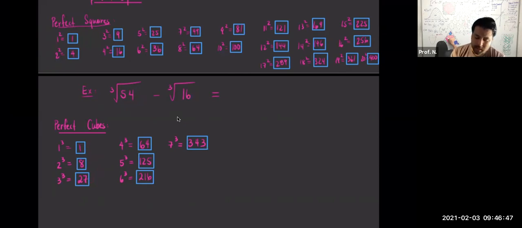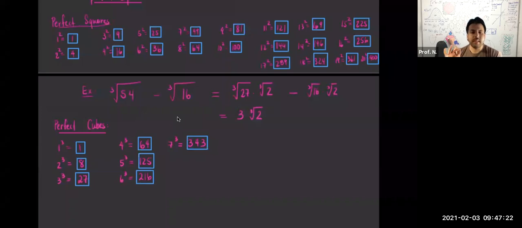So then I can write this as the cube root of 27 multiplied by the cube root of 2, subtracted from. Now how about 16? What's the perfect cube factor of 16? 8. And 8 again goes into 16 twice. So I can write this as the cube root of 8 multiplied by the cube root of 2. Do you guys see that? And now the cube root of 27 is 3 times the cube root of 2. And you see 2, I can't break down any further because 2 is not a perfect cube. So I just have to leave it underneath the radical. And this becomes minus 2 cube root of 2.